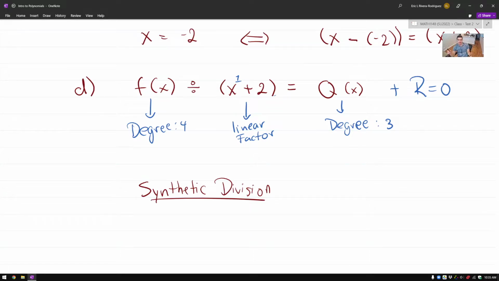Okay, synthetic division and long division. Now here I want to stop for a moment. I want to know, do you know how to do synthetic division or long division? Had you previously done synthetic division of polynomials?